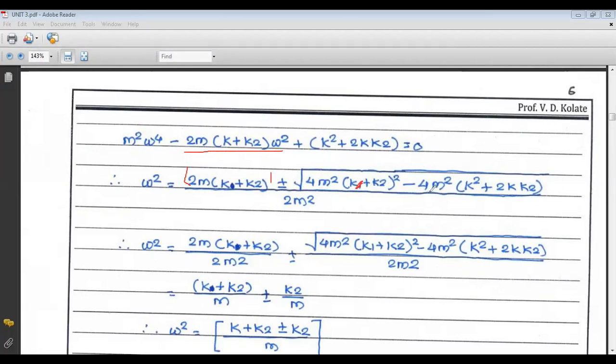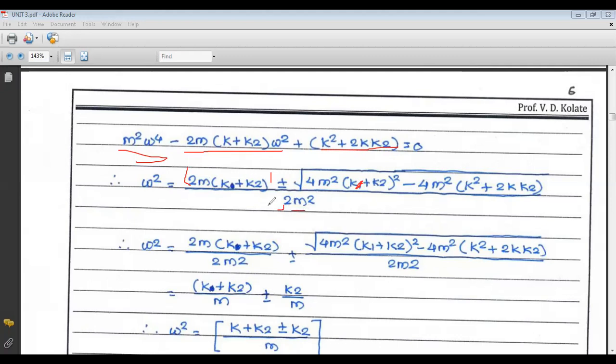So minus 4. What is the value of a? a is m square into c. What is the value of c? k square plus 2k k2 plus k2 square, divided by twice a. So what is the value of twice a? It is 2m square. So divide this by this equation.